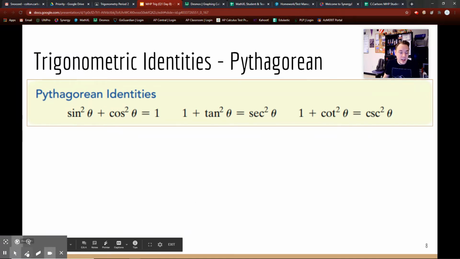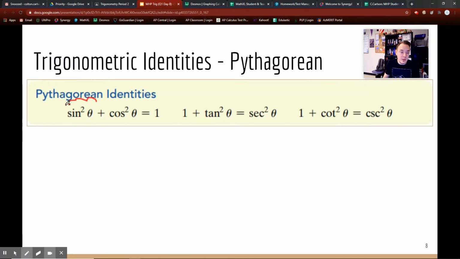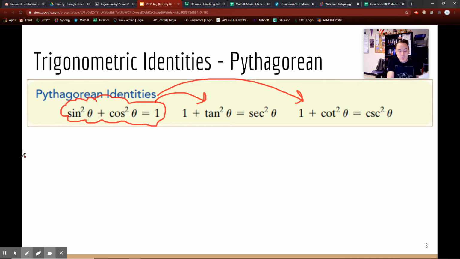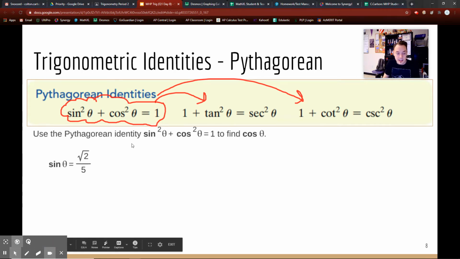Okay, Pythagorean identities. The main Pythagorean identity that we're going to be using is this one. I'm going to actually show you how these are connected. They are very connected, but I'm not going to show you that right now. I'm going to show you that in the next slide. Right now, let's get to the example. Boom, this is what we do. This is what you'll see. And boom, this is what we will do.